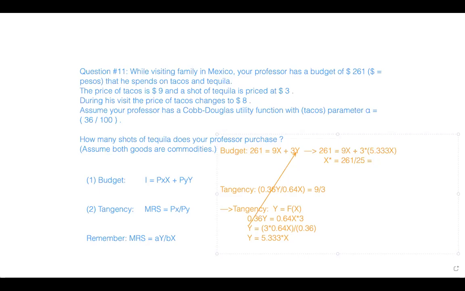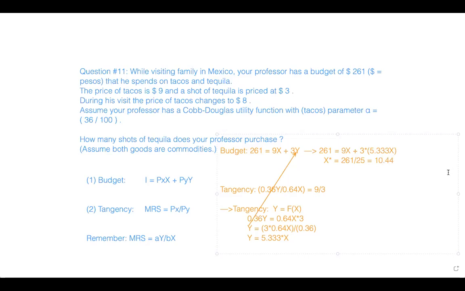So do you see what I did, William? What's your final value for x? I got 10.44. Okay. Do you agree, Scott? Yes, I do. 10.44. Okay, yeah.